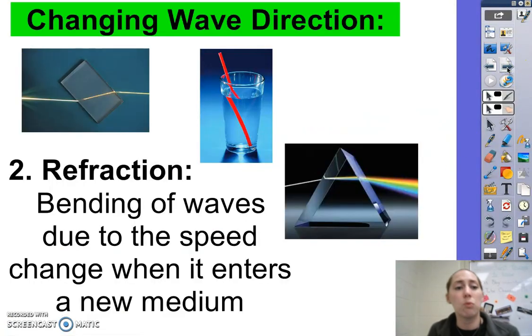The second way waves change direction is through refraction. If you've ever noticed how a straw seems broken, or fractured, in a cup of liquid, or observed a prism make a rainbow, you've seen refraction. When a wave enters a new medium at an angle more or less than 90 degrees, it causes one side of the wave to slow down more than the other side of the wave, so it bends. Different mediums will bend light and other waves in different amounts.